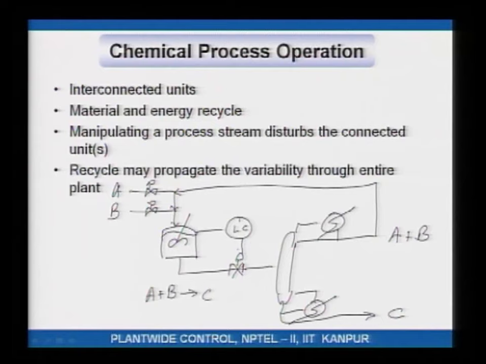Now, the distillation column is feeding back to the reactor the unreacted reactants. So holding the level constant disturbs the column. Whatever you do to hold the column where it is supposed to be held is going to disturb your reactor back. Okay. So, the whole point is that this recycle may propagate the variability through the entire plant.